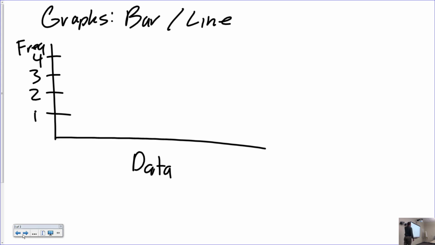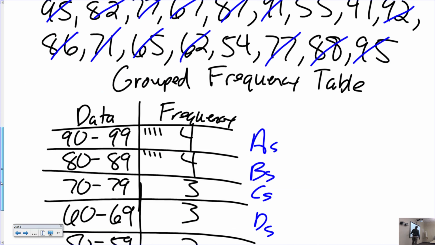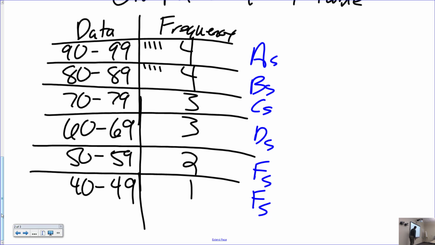So for my graph, there wasn't a whole lot of information. There were only ever 4 frequencies in any group. Again, be careful, folks. I put the data from the 90s down to the 40s. If you're creating a table, or if you're creating a graph, should you start at the 90s and then go down?